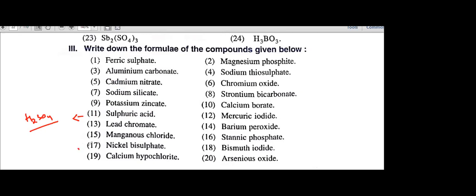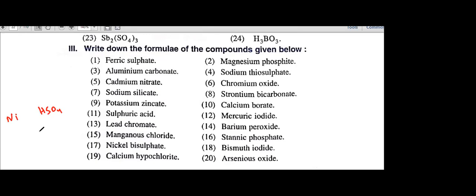Okay. Then question number 17, someone asked, nickel bisulfate. What is the symbol of nickel? Ni. Right. And what about bisulfate? Tell me, bisulfate. What is the formula of bisulfate? Everyone. Bisulfate. Tell me. HSO4.